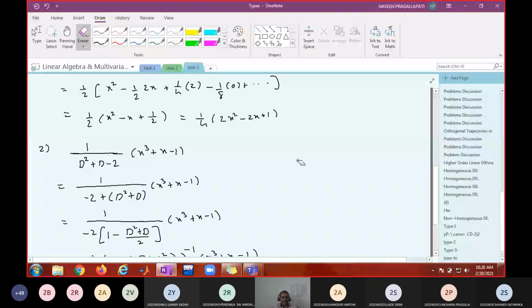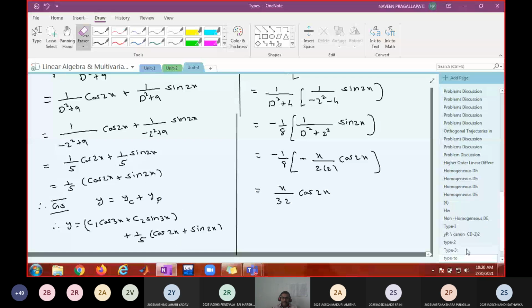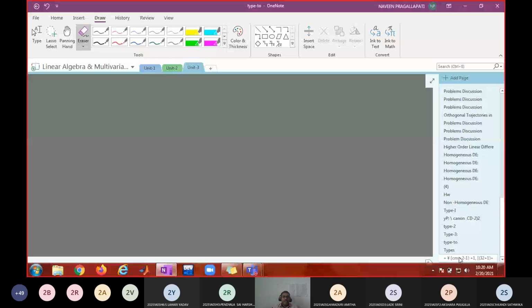Sometimes factorization also may not be possible. In that case, you just simply apply this method. So where we are, we are here. That is how we do a polynomial.